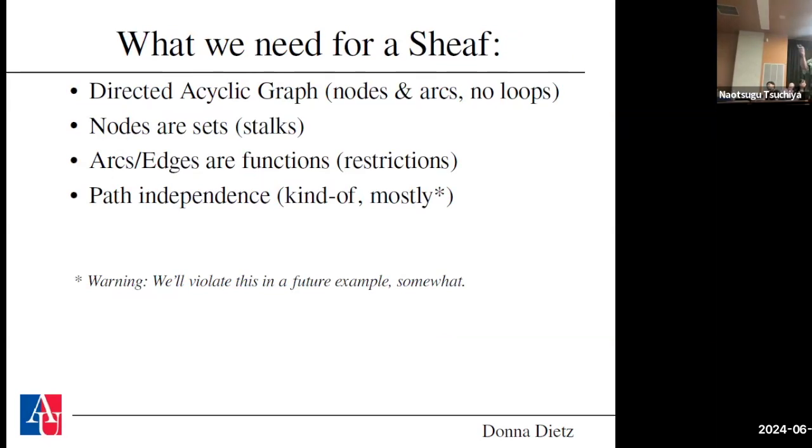Okay, so he did say this. Maybe it went by too fast, but he did say we need a directed acyclic graph. So we have nodes, which are like the points in your graph. And then you need the arrows. I'm calling those arcs. If it's a directed edge, I'm calling that an arc. And no loops. The nodes are going to have sets on them, and he called them stocks. Those arcs have to have functions on them, which he calls restrictions. And you basically need path independence until later when I violate that, but we'll get there later. So you need all these things mathematically in order to be considered a sheaf.